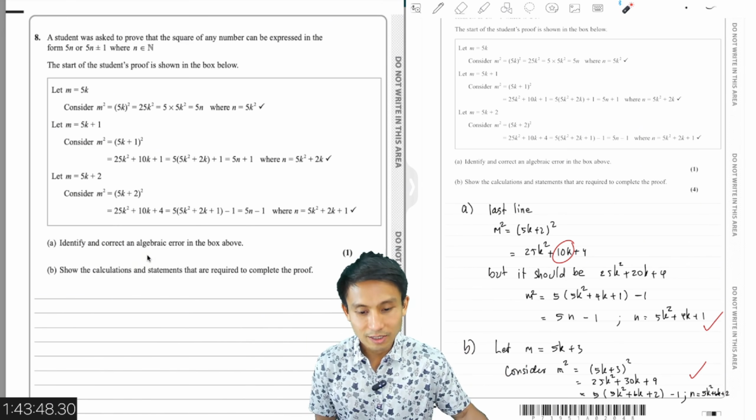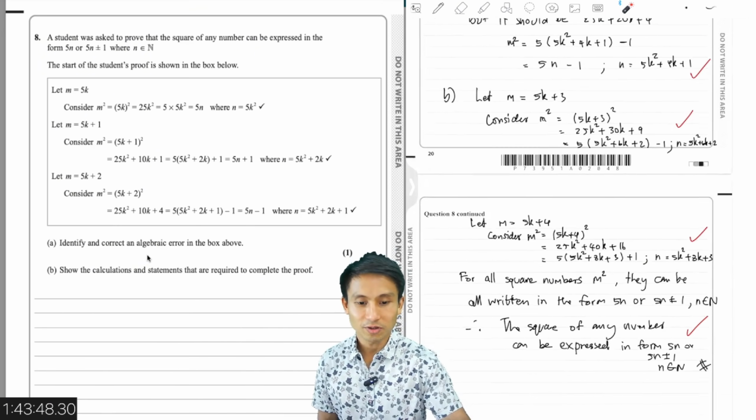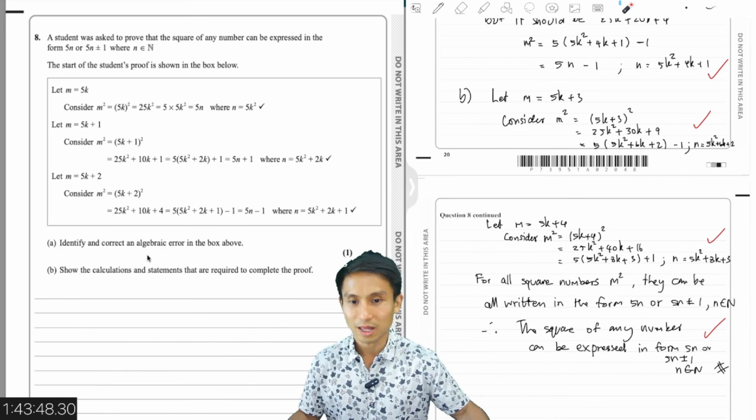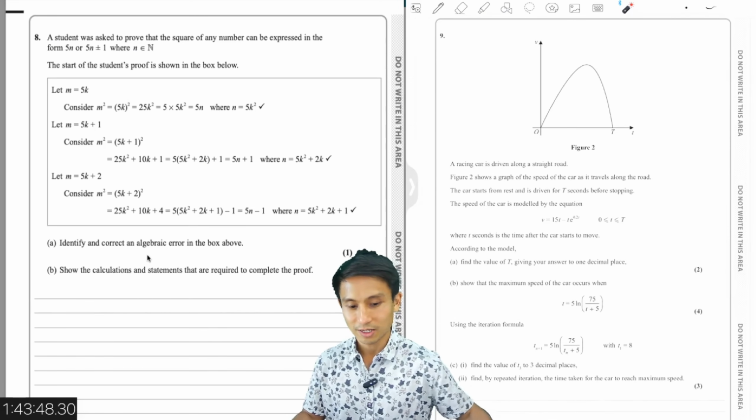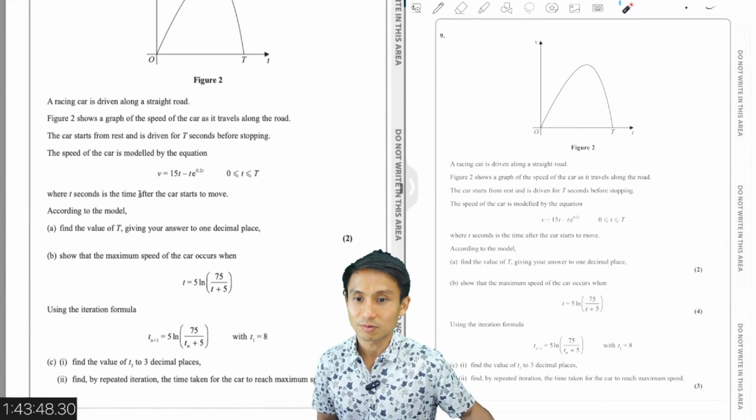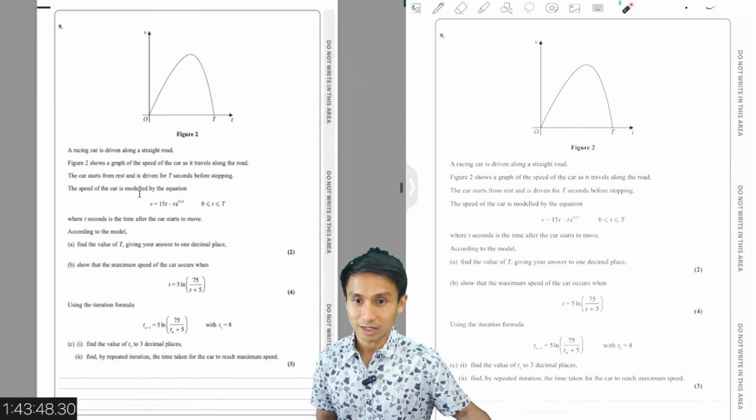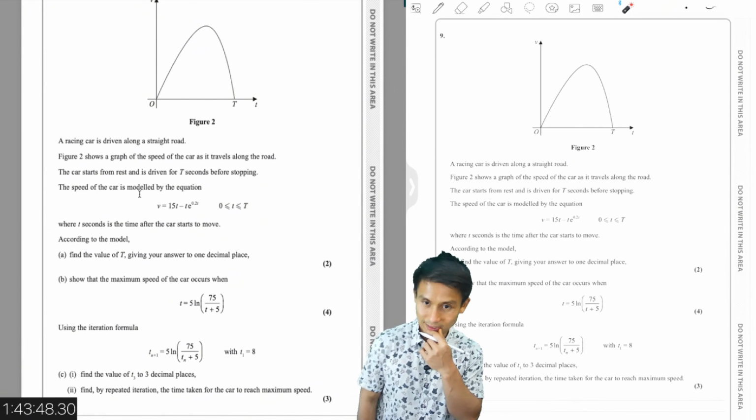Yeah, so this is fine. So you just keep on doing it and be careful with the algebra there. Should be fine, no worries. Yeah, this one is probably trickier, modeling here using exponential.